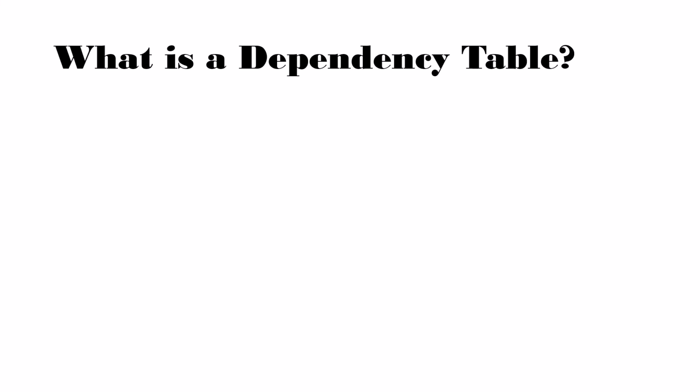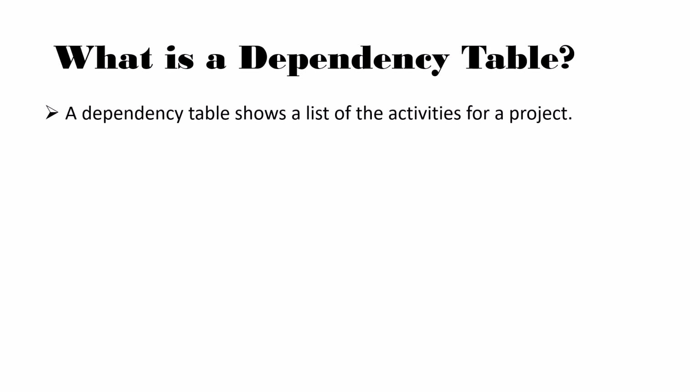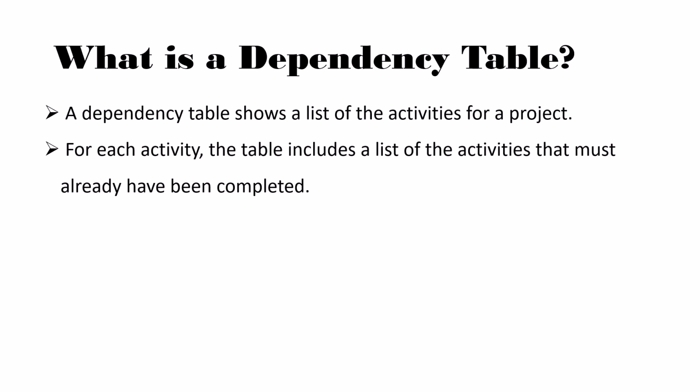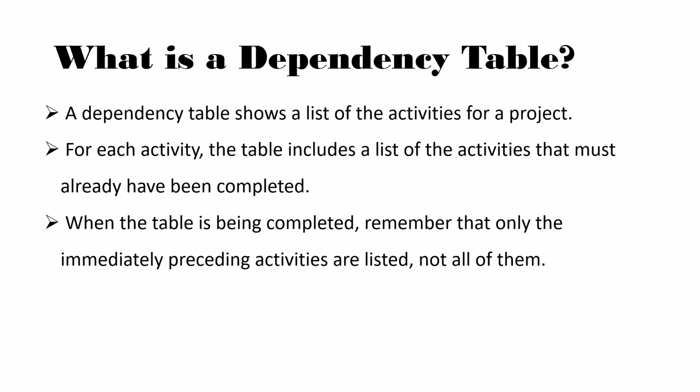So this is called a dependency table. A dependency table shows a list of all the activities for a project, and for each activity, the table includes a list of activities that must be done before that activity starts. So we talk about it being dependent. When the table is completed, we're only putting in immediately preceding activities, and that's really important, because if you say B depends on A and C depends on B, you're including A. There's no need to put A in again.